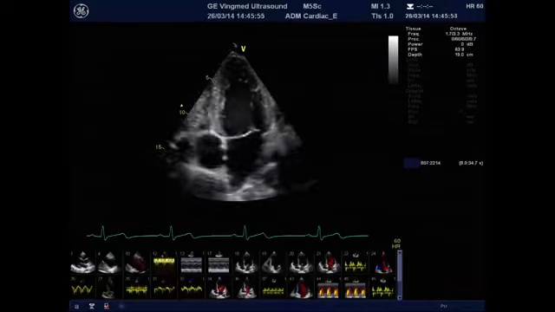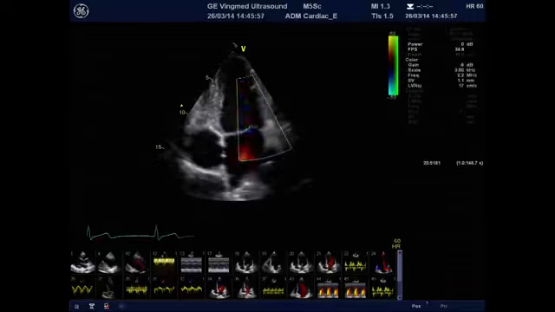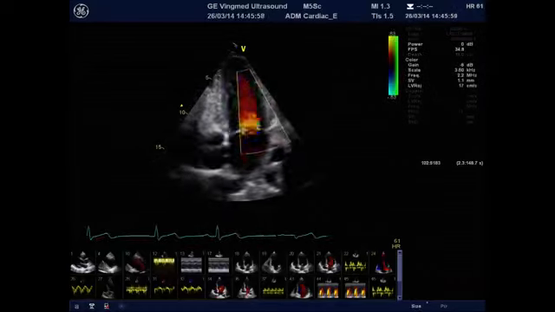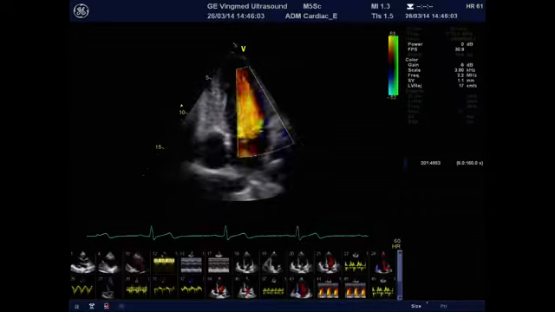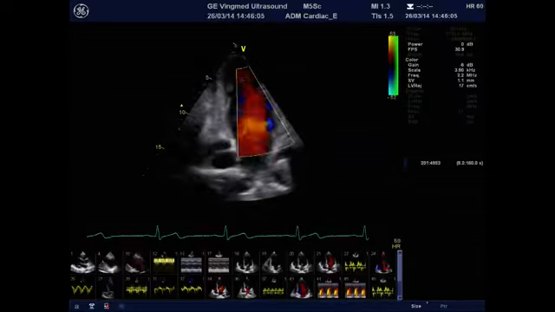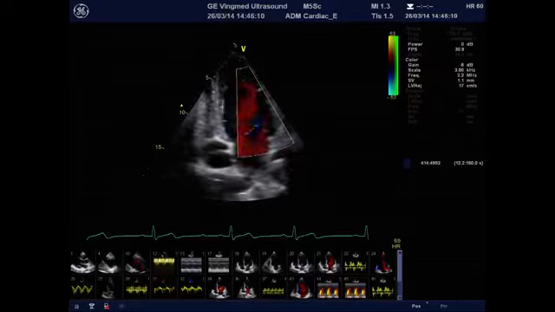This is also historically the first parameter that was used for the assessment of LV diastolic function. It has the advantages that it is widely available and it is reproducible.